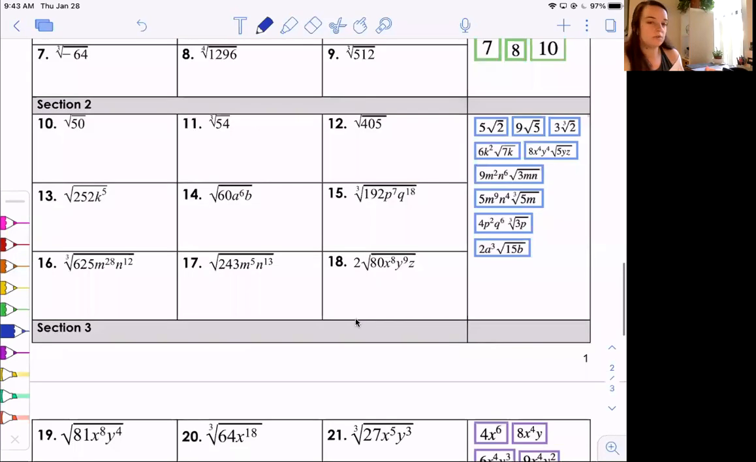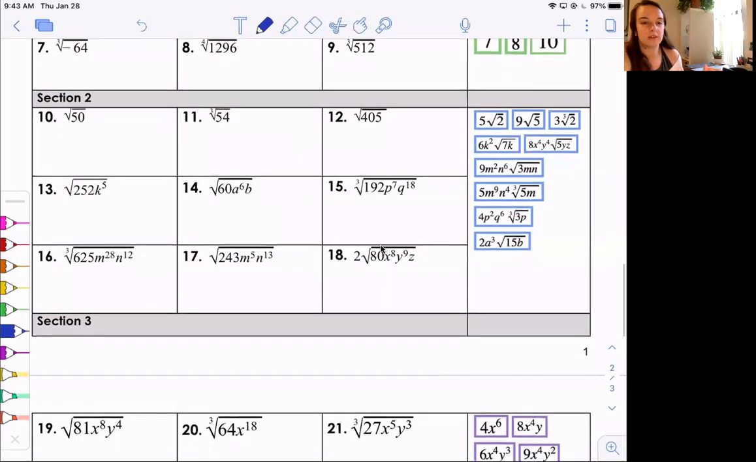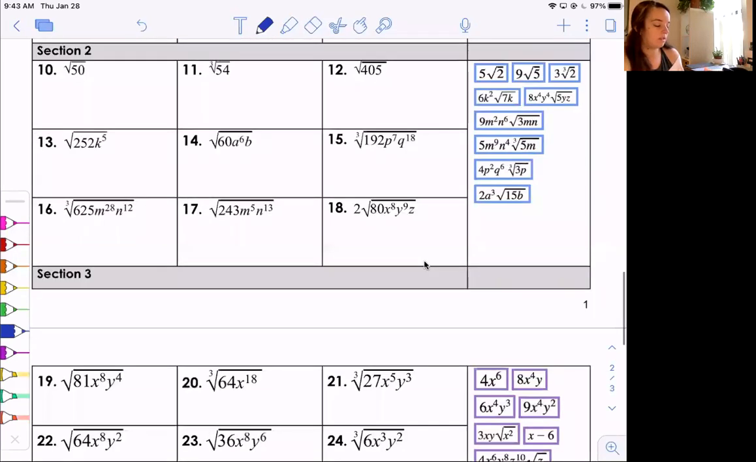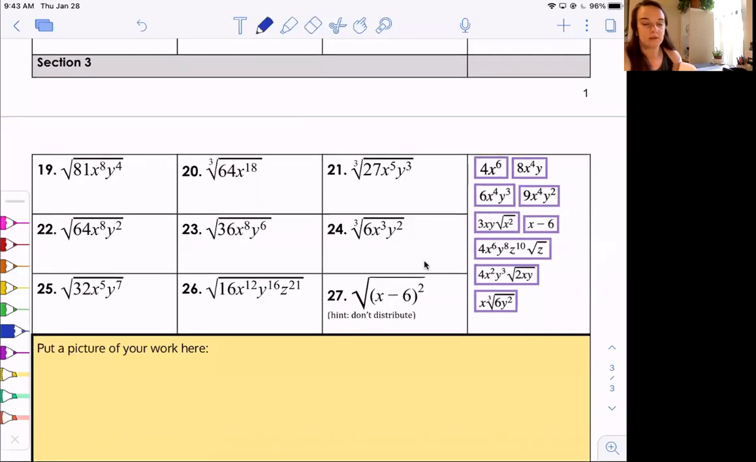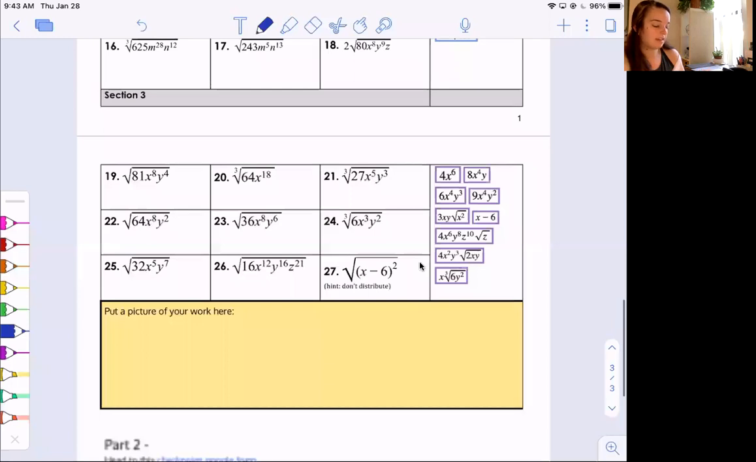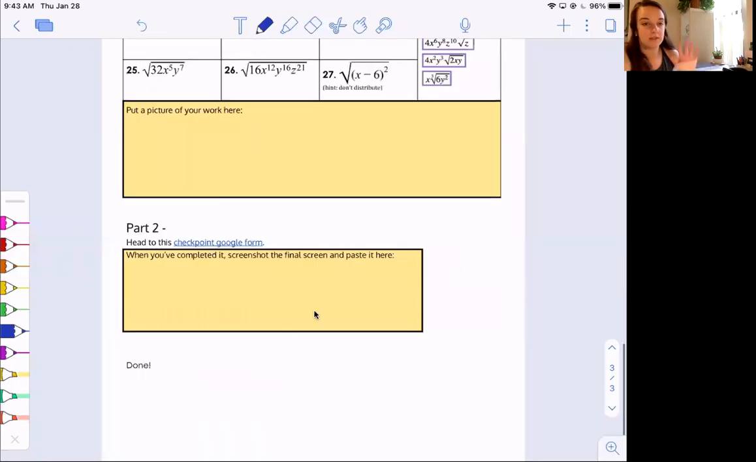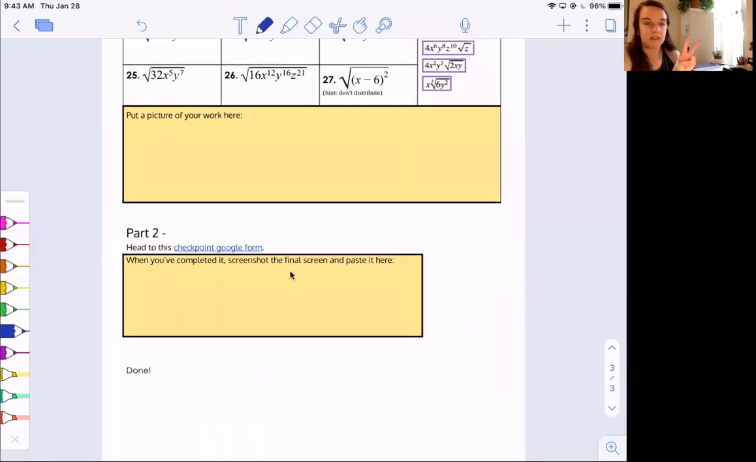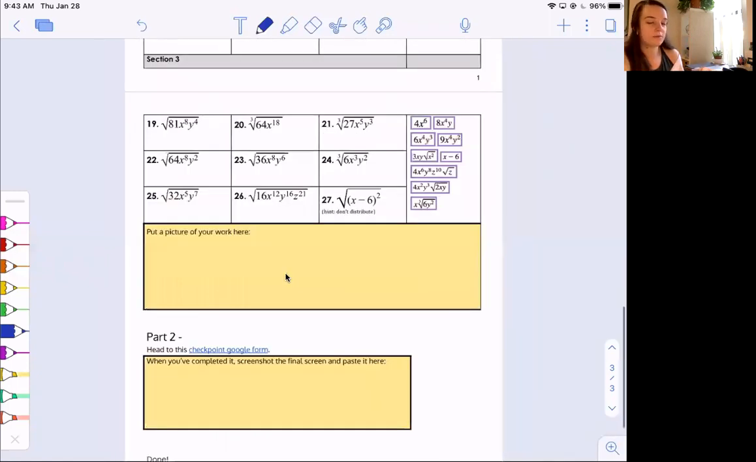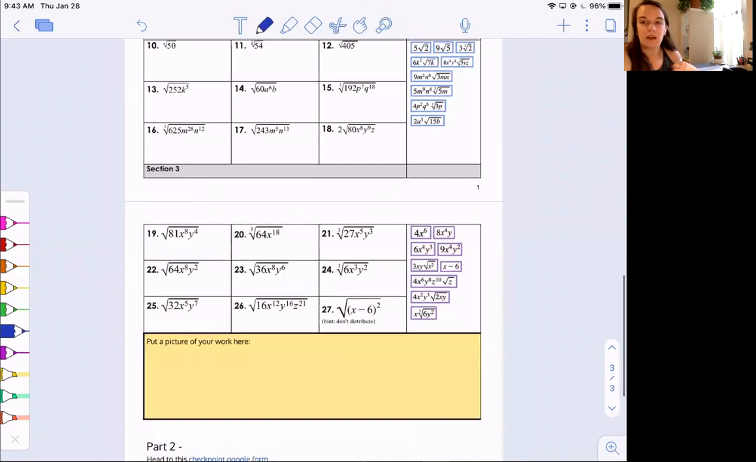And then section 2, you're practicing a little bit more with square roots and cube roots. And then section 3, a little bit more challenging. So you're gonna pop your work there, and then you have your checkpoint form. Those are the only 2 parts for today. So hoping to get our submission rate through the roof this morning.